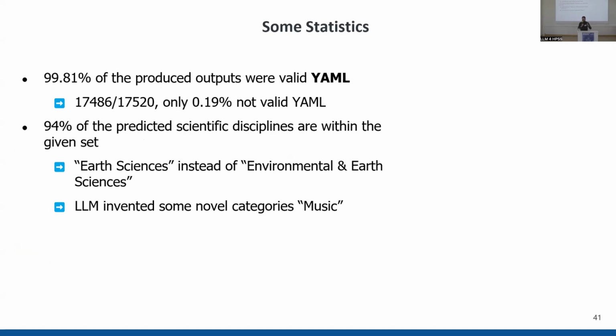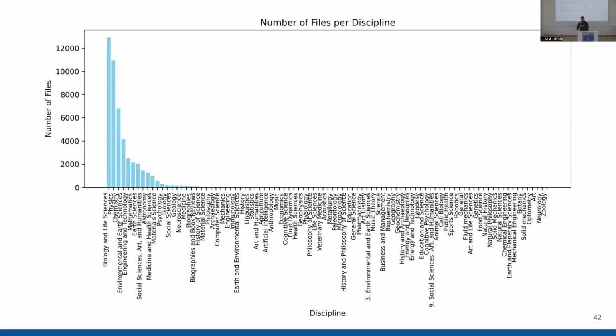We had some hallucinations. For example, instead of environmental and earth science, the LLM would give only earth science. And the LLM also invented some novel categories, such as music. Here you can see the distribution of all the hallucinations that we got.